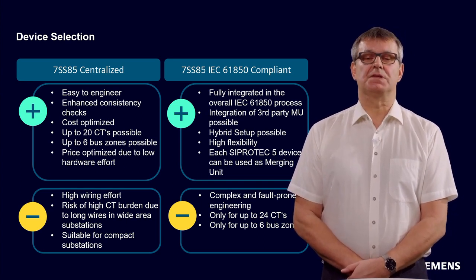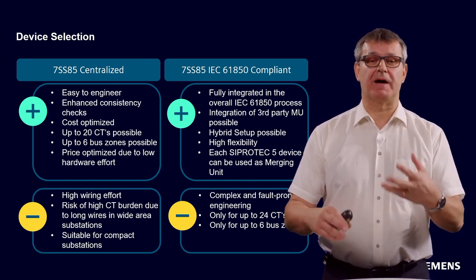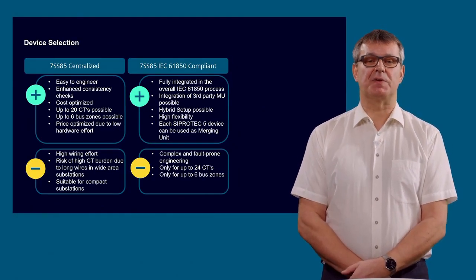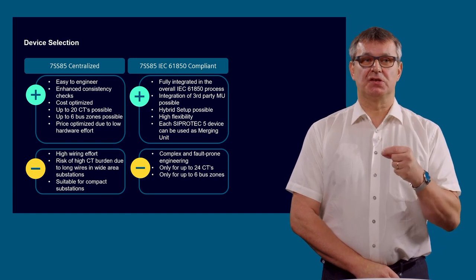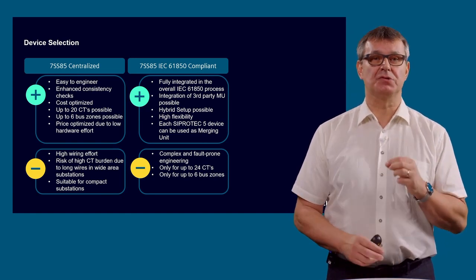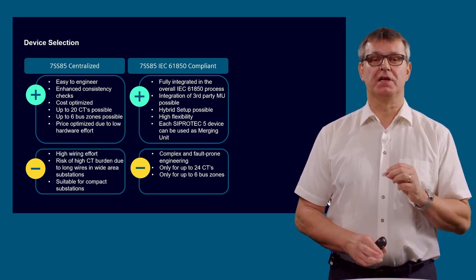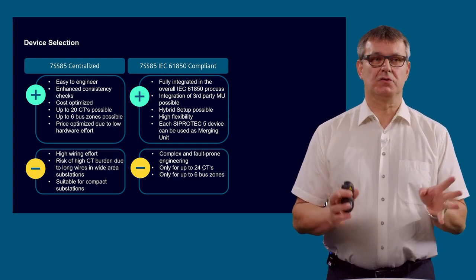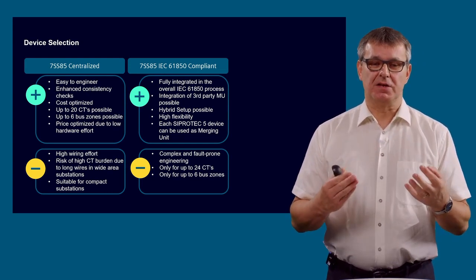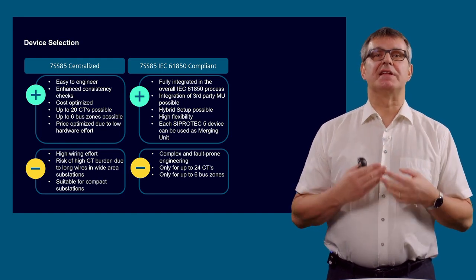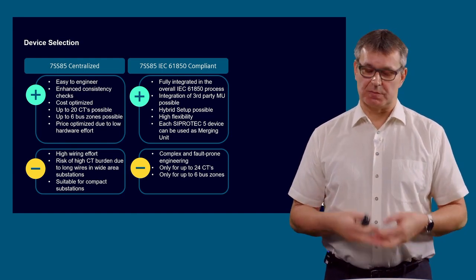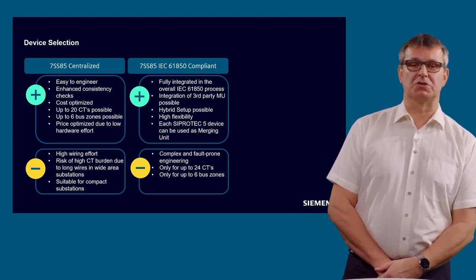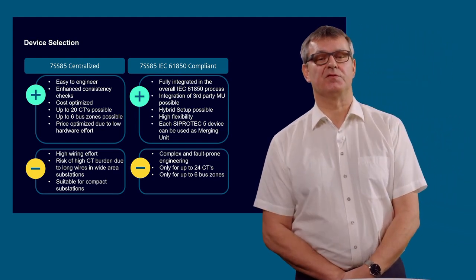This is a common general advantage in our 7SS85 Siprotec 5 distributed busbar protection. Each Siprotec 5 device can be used as a merging unit for the distributed busbar protection. For example, a 7SL86 or 7SL87 line differential protection, but also distance protection, transformer protection, each device which is in the Siprotec 5 portfolio.